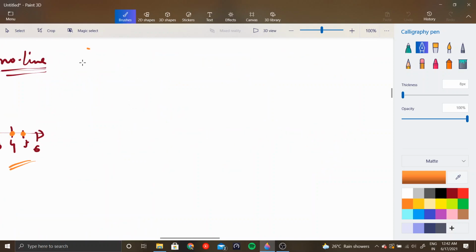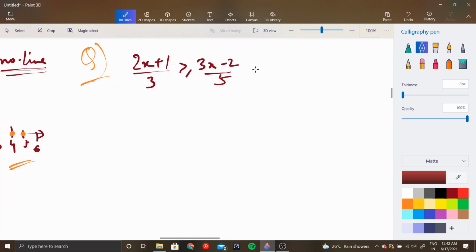So the question is basically the same. In all questions you need to find the solution and you need to plot it on the number line. Okay, now it is given. So this is involving fractions. (2x plus 1) by 3 is greater than or equal to (3x minus 2) by 5, right? And they're telling you that x is belonging to the real number set. Now real number set is fractions, numbers, everything that can be plotted on the number line.